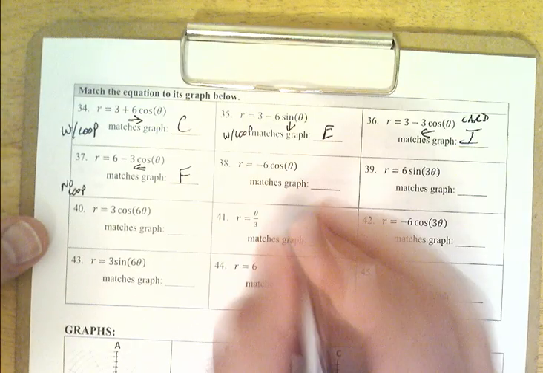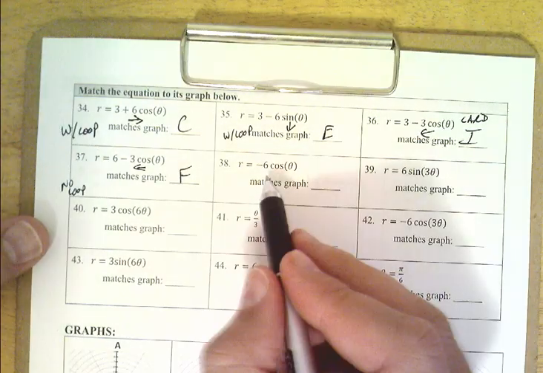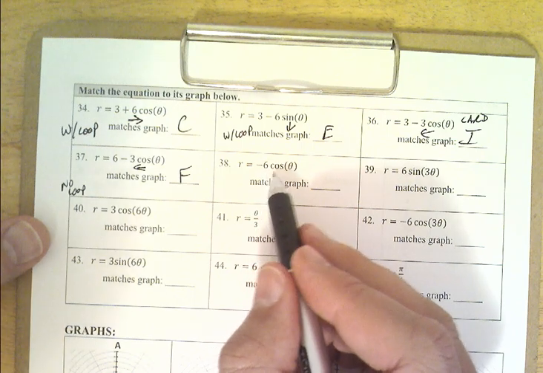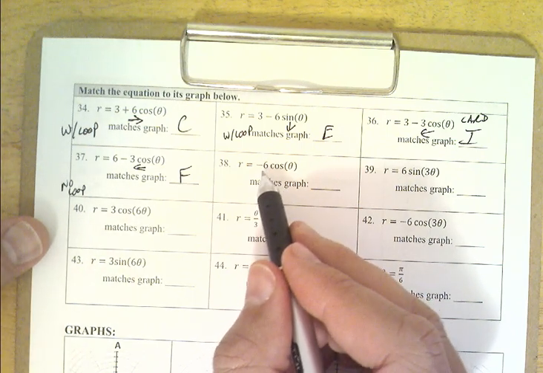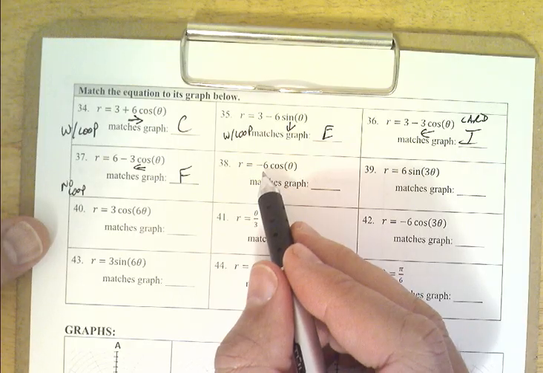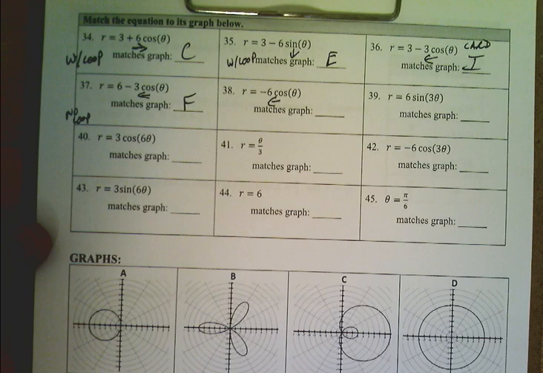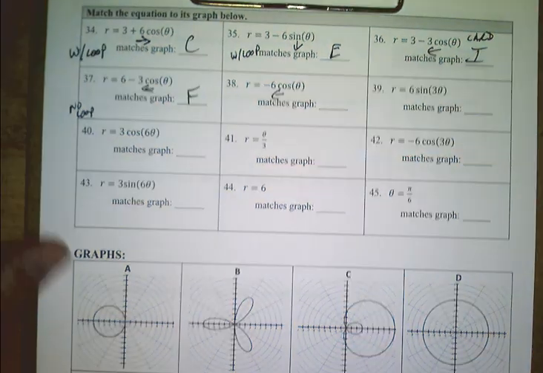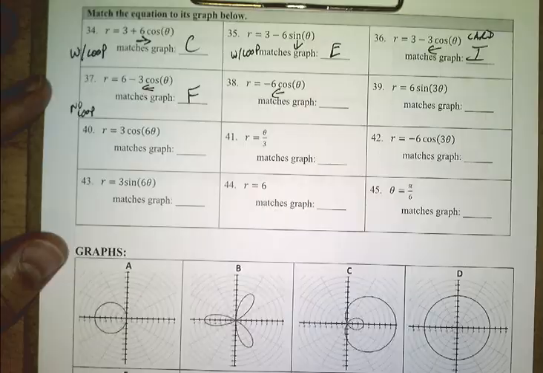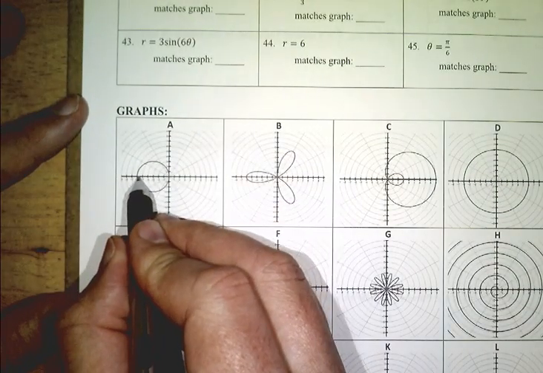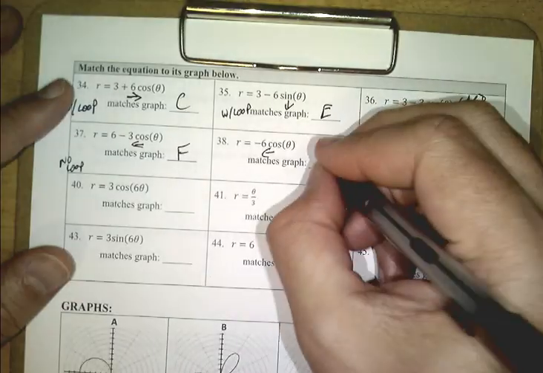Okay, negative 6 times cosine, so that is a circle with a diameter of 6. This is a diameter of 6 because of the cosine, it should be centered at negative 3, and it'll be on this side over here. Okay, so we're looking for a circle that sticks out to negative 6 over here. So that's this one right here. So this one should be A.